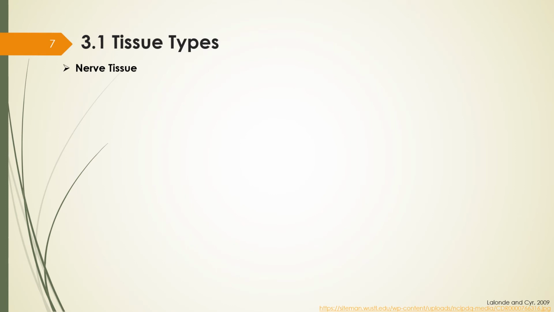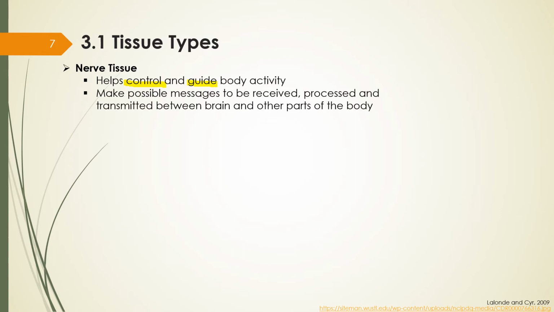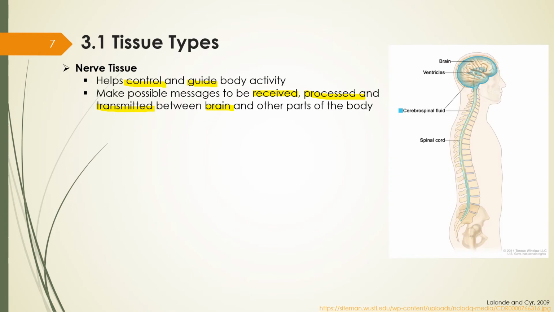Okay, let's talk about the nerve tissue. Nerve tissue is really, really important. It helps control and guide your body, okay? It makes possible the message to be received, processed, and transmitted between the brain and other parts of your body. If you don't have the nerve tissue, you just don't exist, because you have no connection at all. So it's the connection from your brain to other parts of your body.